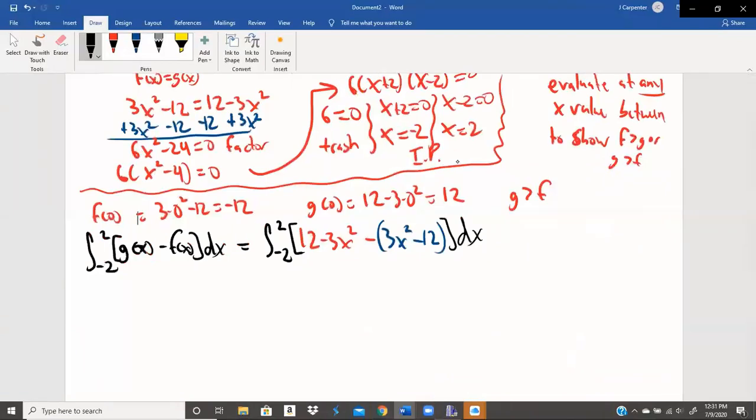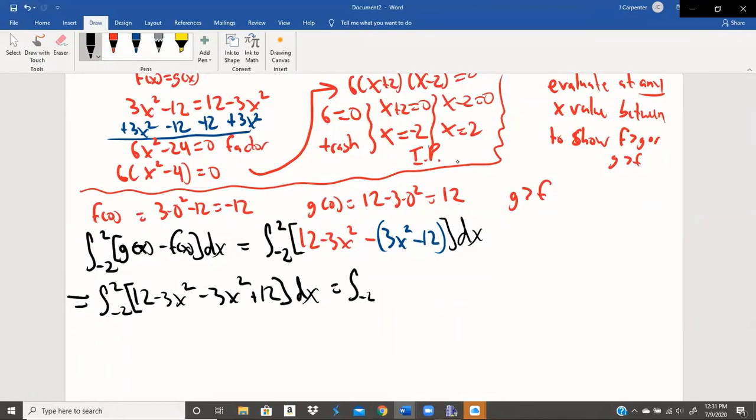All right, let's distribute the negative, so we get the integral from -2 to +2 of 12 minus 3x squared minus 3x squared plus 12 over dx, which would be the integral from -2 to +2. The 12s stack, the -3x squared terms stack, so that's -6x squared plus 24. It's actually not a coincidence that this is the same thing that we saw when we were solving the equation. It could be opposite in sign potentially, fair warning, but the terms in magnitude are the same.